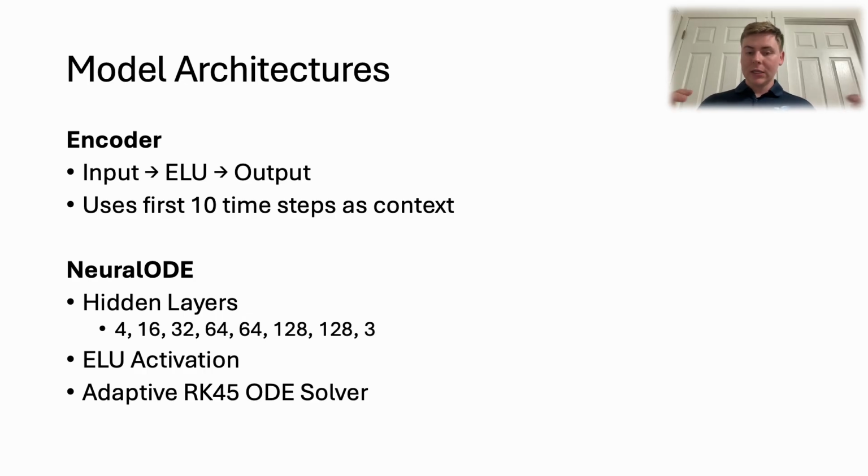Now to discuss the NeuralODE itself. It uses quite a few hidden layers with a lot of depth. You can see those layers right there. And between each of those hidden layers, it uses an ELU activation as well. And then for the actual ODE solver itself, it uses a Runge-Kutta 4.5 adaptive solver.